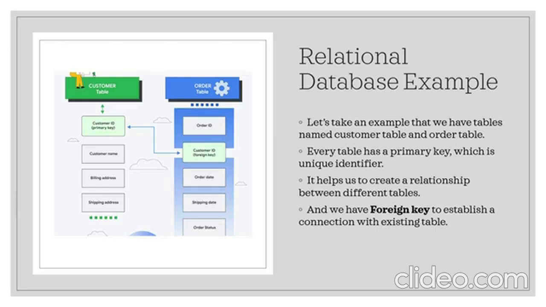And the order table contains the transaction information about an order. When we look into the order table, order ID is a primary key, and customer ID is a foreign key which makes a connection with the customer table, along with order date, shipping date, and order status. Here, the primary key to identify a specific order is order ID.